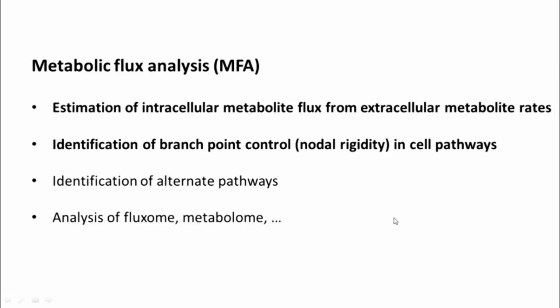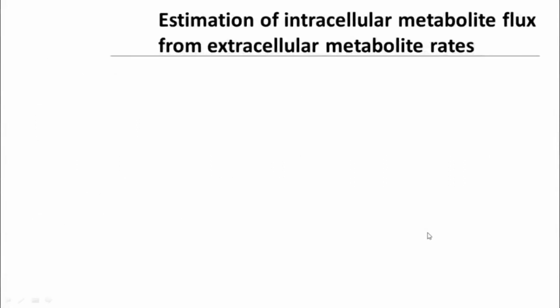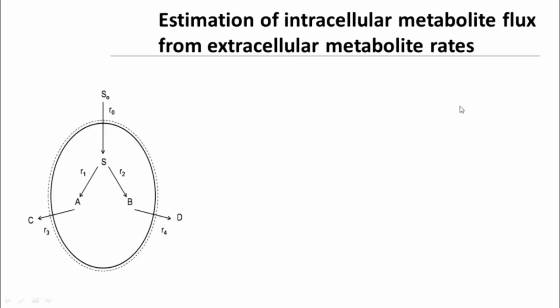Ome is nothing but a complete collection of everything that happens. A genome, for example, is a complete representation, collection of all the genes in the cell. Fluxome is a complete representation of all the fluxes in the cell, and so on and so forth. Okay. You can analyze that using this approach. We are going to look at only the first two as examples of what can be done with metabolic flux analysis. So let us look at the first thing, estimation of intracellular metabolite flux from extracellular metabolite rates.